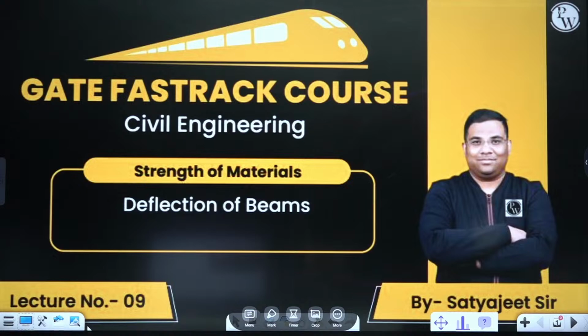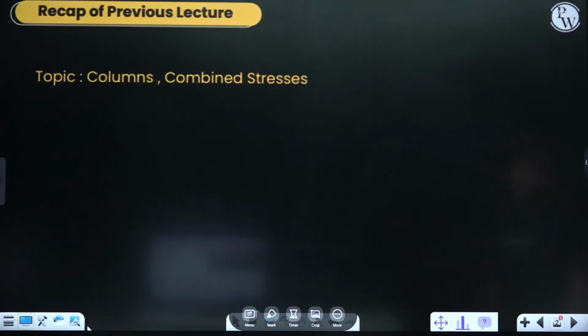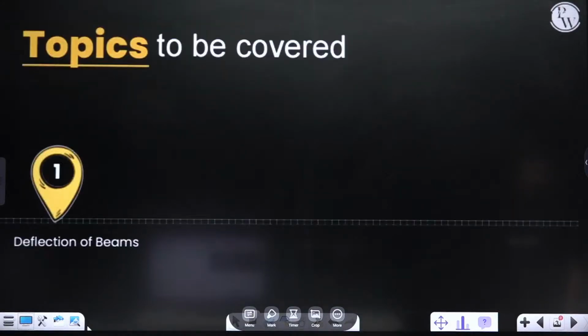Deflection of beams. There is a very high chance that they are going to ask a question from deflection of beams. Okay, so let us start the deflection of beams. As the last class was on columns and combined stresses, today we'll be focusing on deflection of beams.